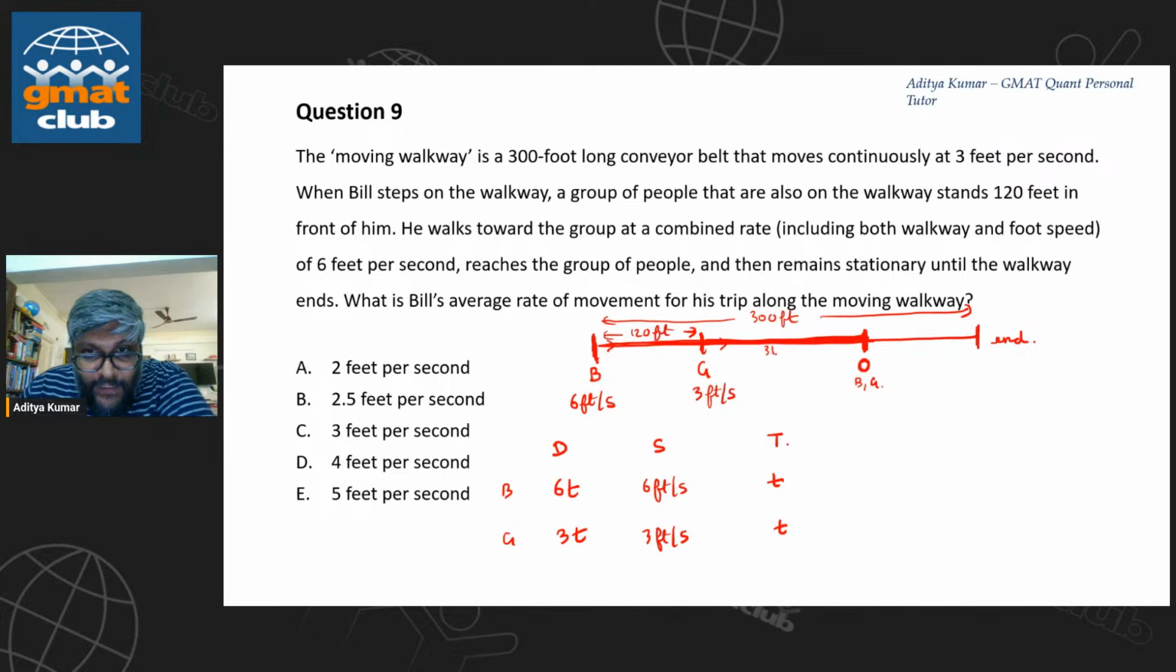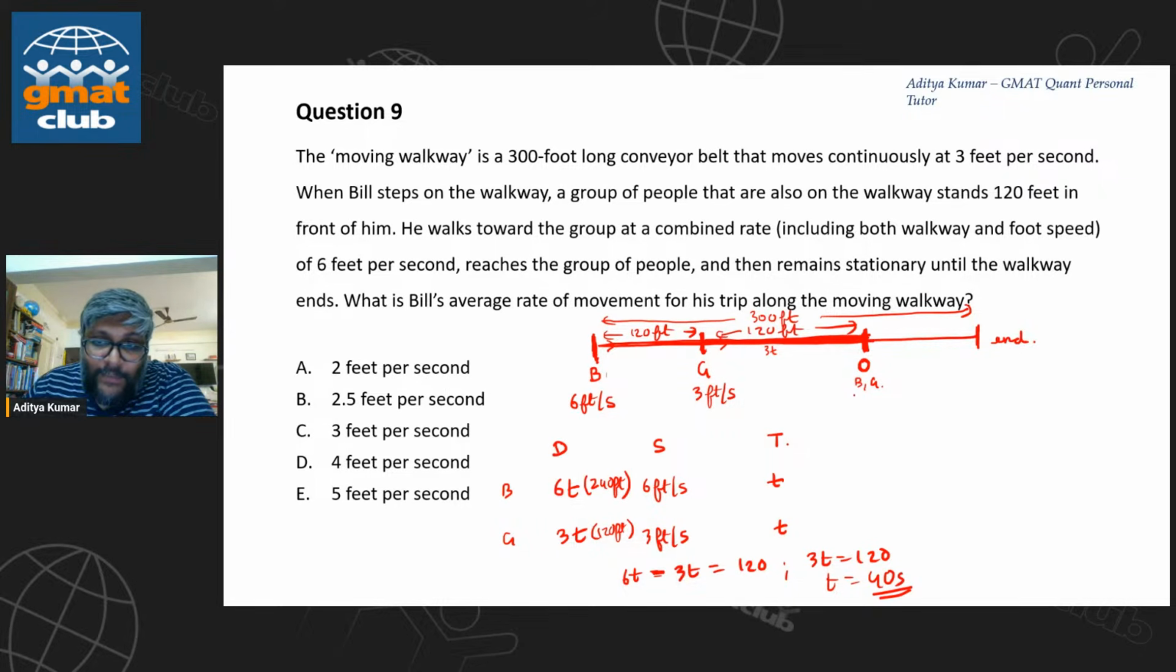If this is 3T and this entire distance is 6T, then 6T minus 3T is equal to 120 feet. So 3T is equal to 120, and T would be 40 seconds. So it takes Bill 40 seconds to reach O, and it takes the group 40 seconds to reach O. The total distance traveled by Bill will be 240 feet, and the total distance traveled by the group will be 120 feet. So the group is going to travel another 120 feet here, and Bill is going to travel the entire 240 feet. And they meet each other at this point.